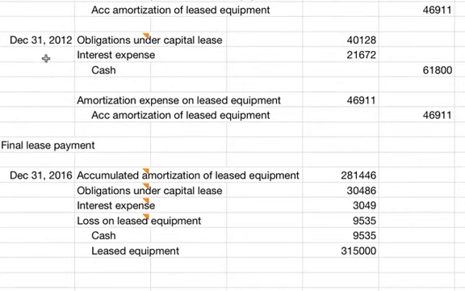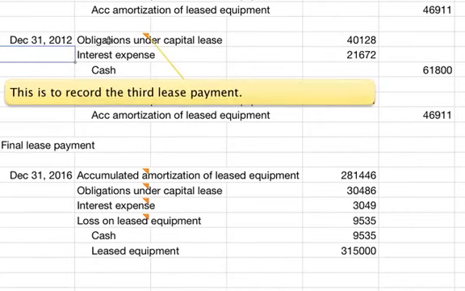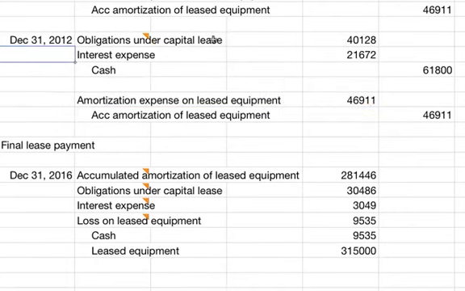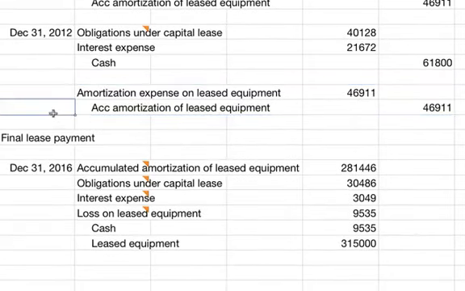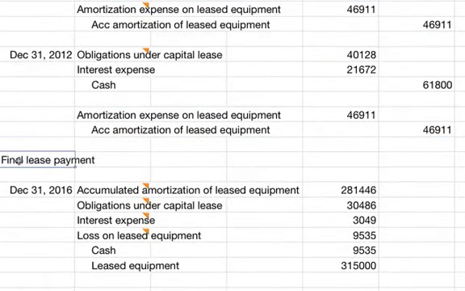Then this will be the third payment. It's a debit to obligations under capital lease, a debit to interest expense, and a credit to cash. You get these values from the table again. And then you have the same amortization expense, once again, of $46,911. Now this is to record the final lease payment.